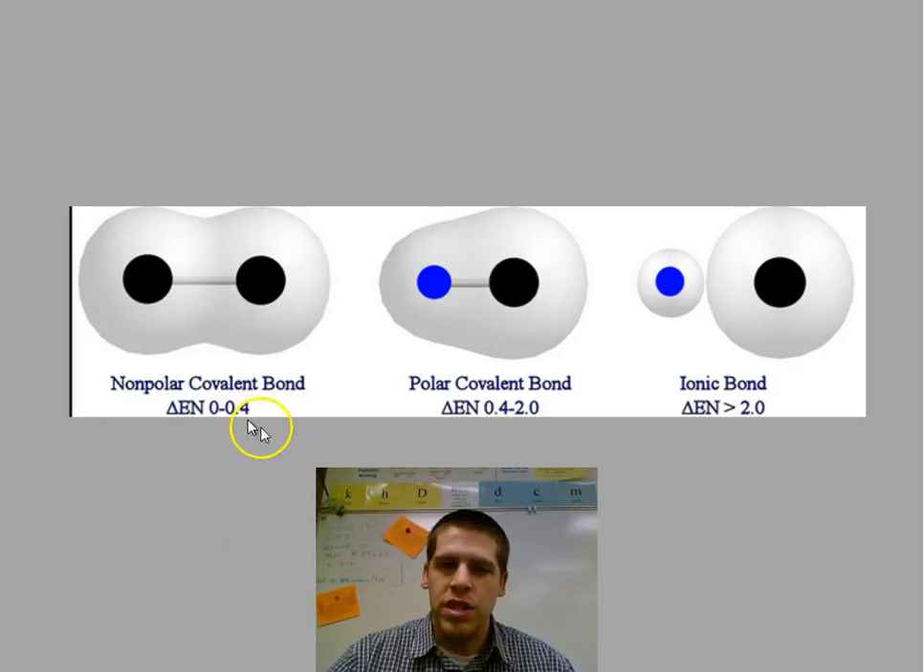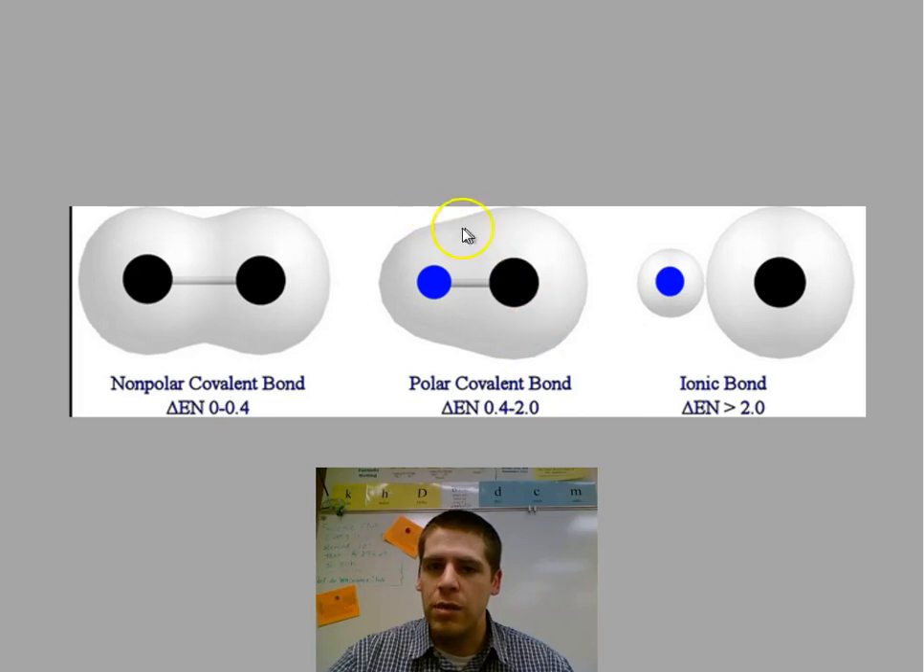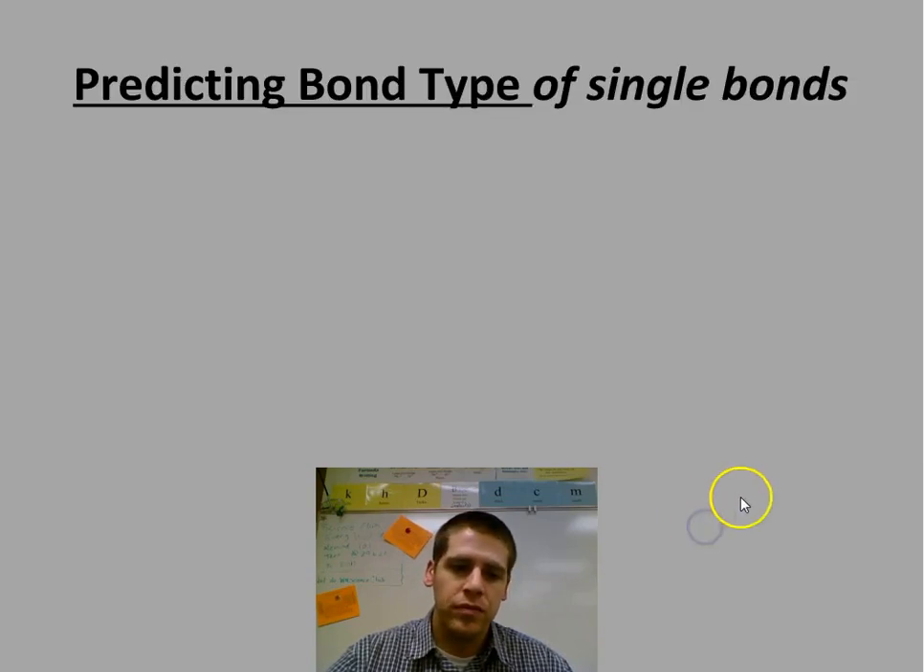Here's a good image that shows this too. Nonpolar covalent, think of these circles as your electron cloud that's surrounding your two atoms. If it's equal, then it's going to be equally dispersed around both atoms. A polar covalent is going to be dispersed around one atom more than the other, so the electron cloud is getting pulled over on this side. And then ionic, they're not really sharing electrons at all. This one is just giving up its electron to the other.